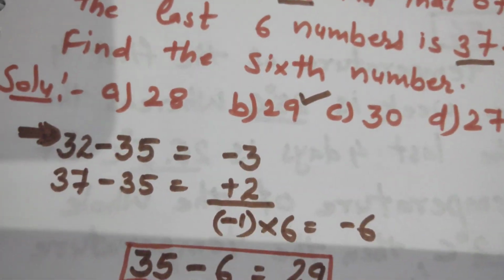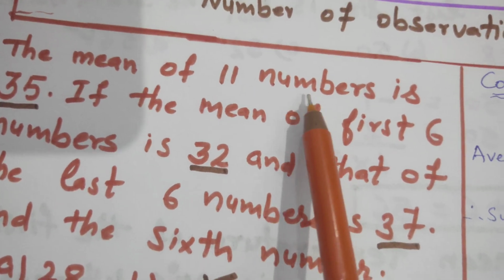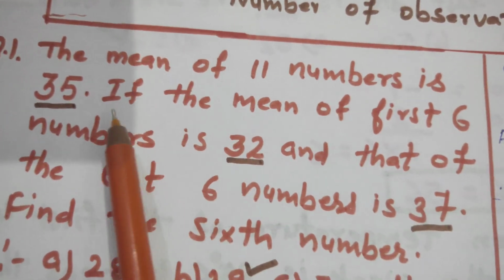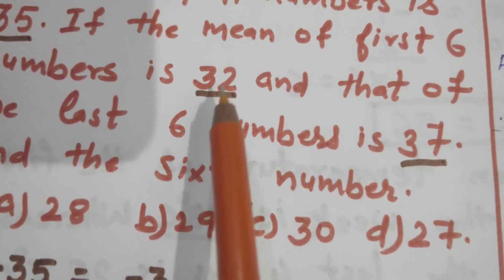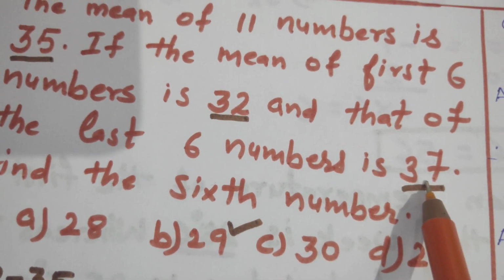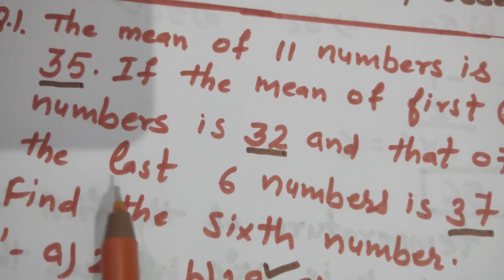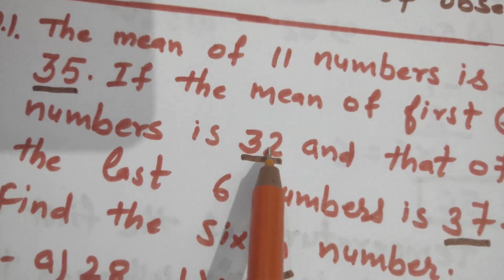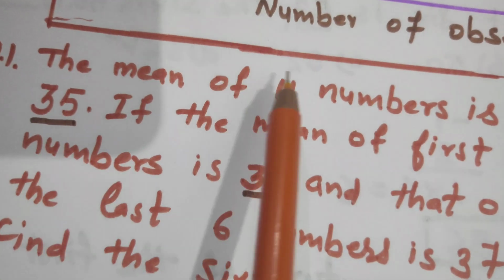Just look what we will do. We will concentrate only on 3 numbers. Average of all the numbers, 35, is given. Then average of first 6 and average of last 6, right? Now what we will do? We will find the deviation. Deviation means difference of both these numbers from the average of all the numbers.